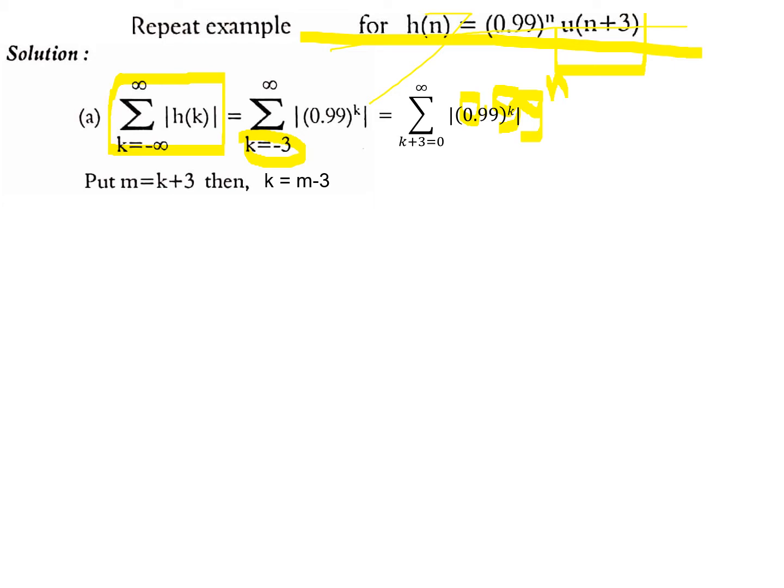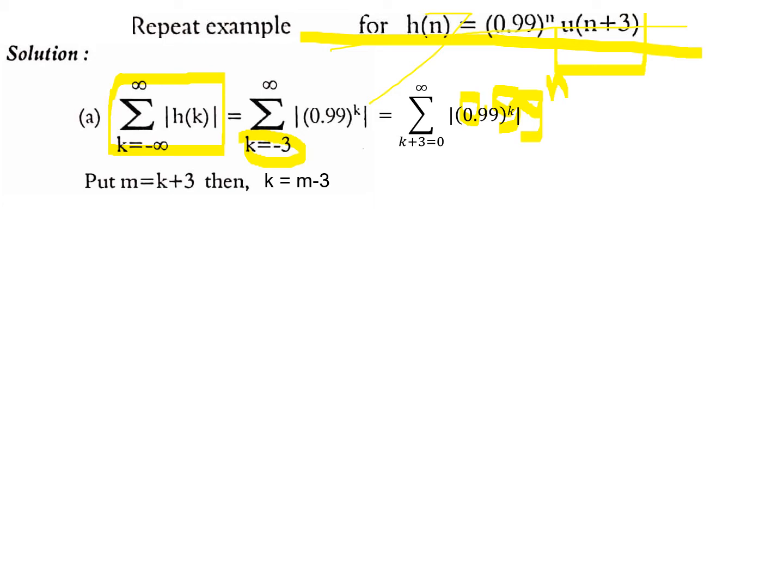To make the lower limit start from 0, I will bring minus 3 to the left hand side. When I bring minus 3 to the left hand side, it becomes k plus 3 is equal to 0. That is all I did. I simply moved minus 3 to the left hand side and combined it with k. It became plus 3. k plus 3 is equal to 0.